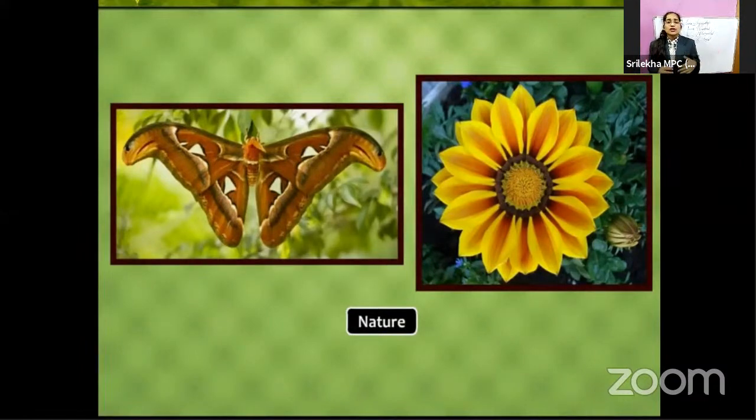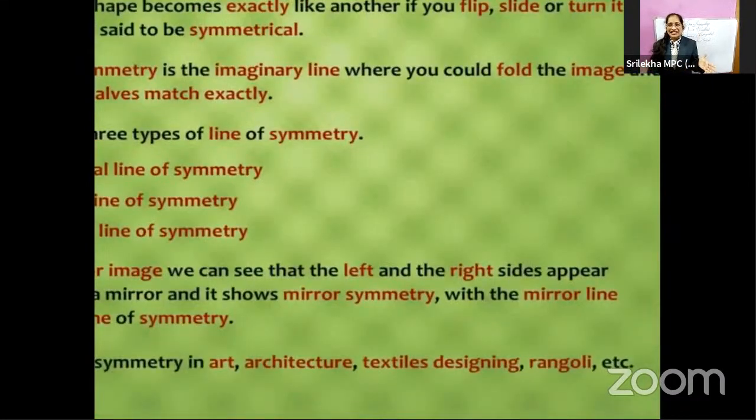Yes. And you can also see a butterfly there. The left wing of the butterfly and the right wing of the butterfly are exactly identical. I mean, when we just fold them, they seem to be identical. So here is an application of symmetry in nature. And we also have its application in science and technology.